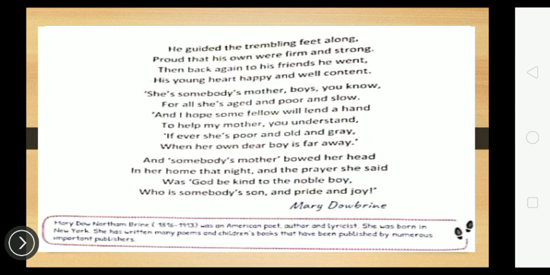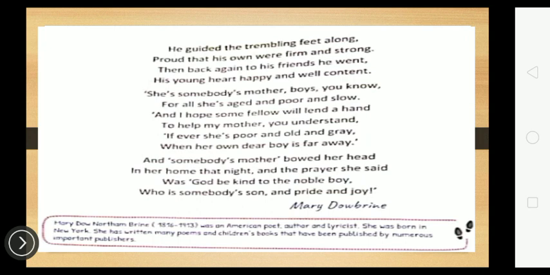She is somebody's mother, boys, for all she is aged and poor and slow. And he was saying that she is somebody else's mother, boys, and now he was telling his friends, for all she is aged and poor and slow. And again he is saying that she is aged, poor and slow. And I hope some fellow will lend a hand to help my mother.